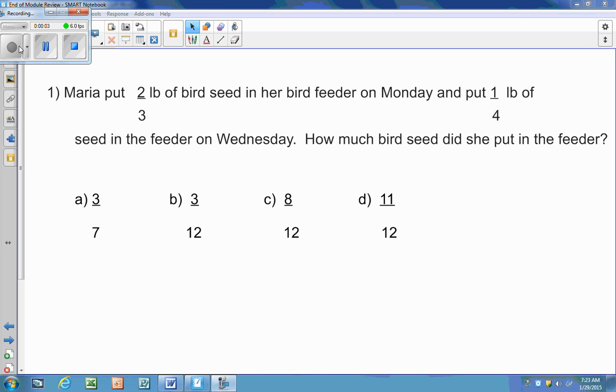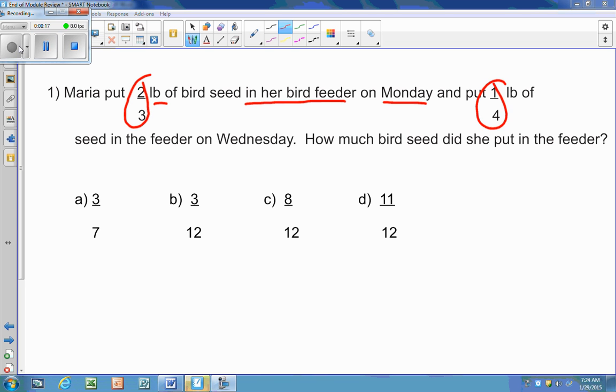This is the end of module review for Module 3. Question 1 says, Maria put 2/3 pounds of birdseed in her bird feeder. So we circle and underline. And on Monday, and she put 1/4 pound of seed in the feeder on Wednesday. How much birdseed did she put in the feeder? So we need to add them.